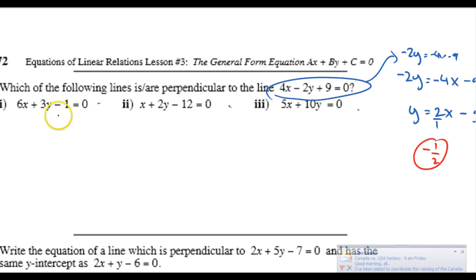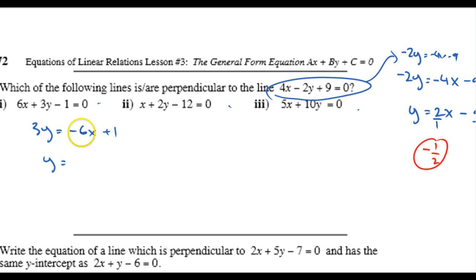So if I rearrange these and I get this as the slope, then they're going to be perpendicular. Let's work that out first. I have 3y equals negative 6x plus 1. y equals negative 6 divided by 3 is negative 2x plus 1. Which of the following lines are perpendicular? Well, that negative 2 over 1 is not the same as that. So this line is not perpendicular.